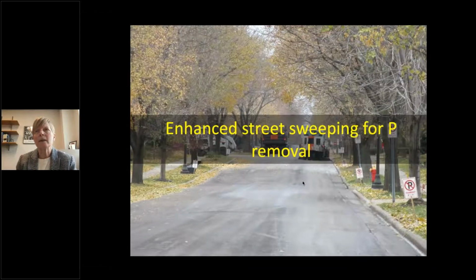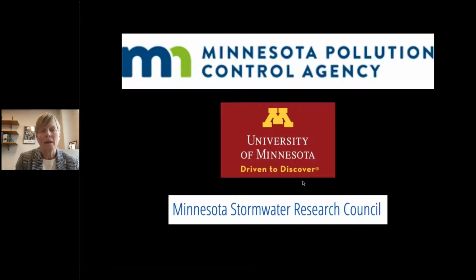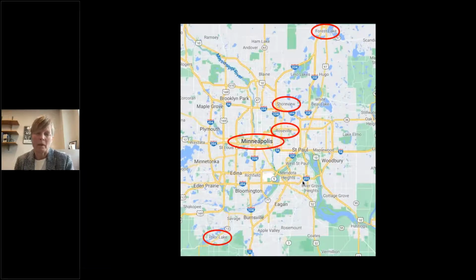So all told, I think we have a lot of evidence that street trees are an important source of phosphorus pollution to stormwater. And so we've done a couple of studies to evaluate street sweeping for phosphorus removal. These studies have been partnerships with various groups between the University of Minnesota and, in one instance, the Minnesota Pollution Control Agency, funded by the Minnesota Stormwater Research Council. And then we've also partnered with a number of cities.